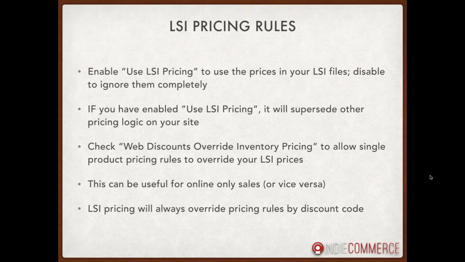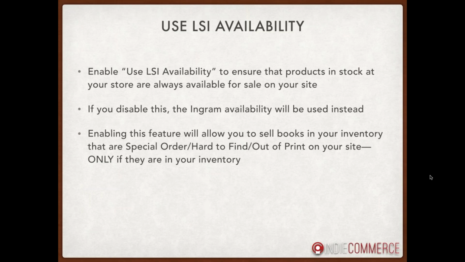So if you want to be able to price a book differently on your website than it is in your LSI, and you just want to do this for a couple of books, we do have a preference that's called Web Discounts Override Inventory Pricing. And if you turn that on, then you can create single product pricing rules, and we will use those instead of your LSI prices for those books.